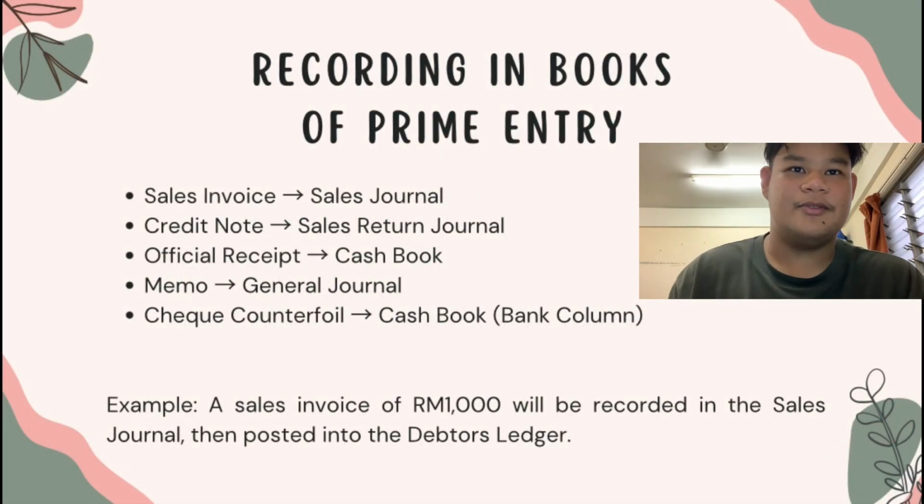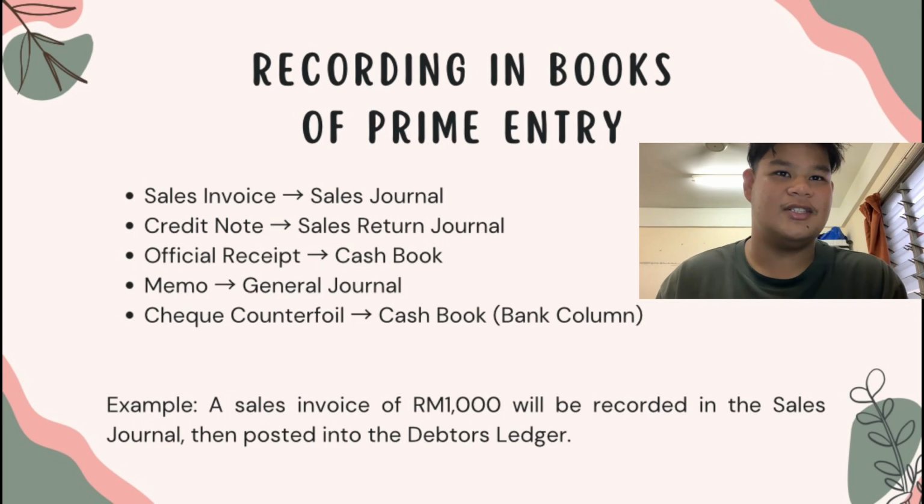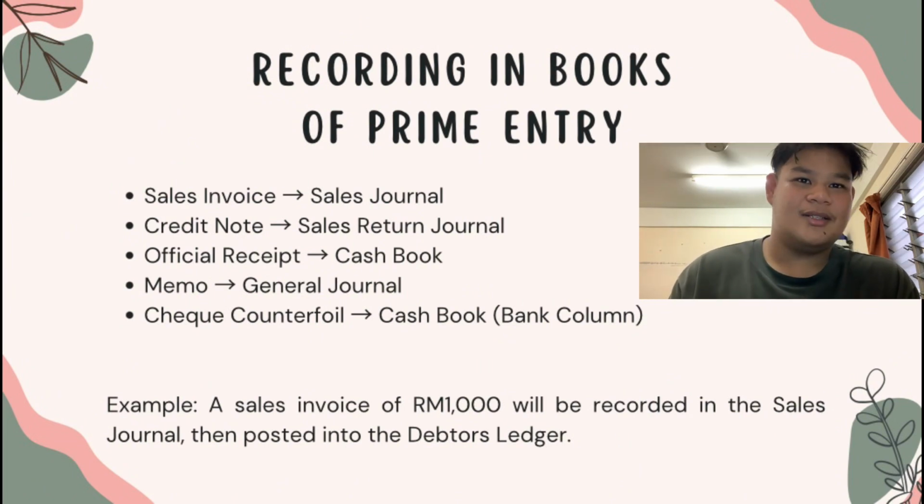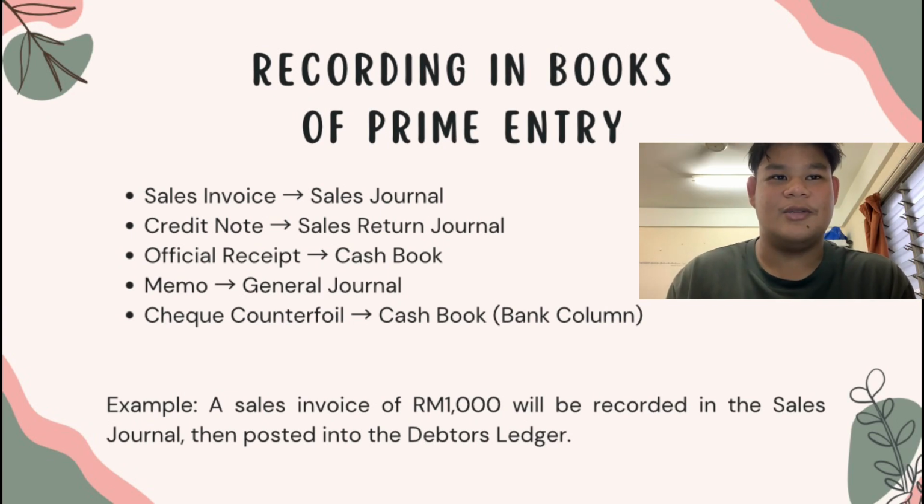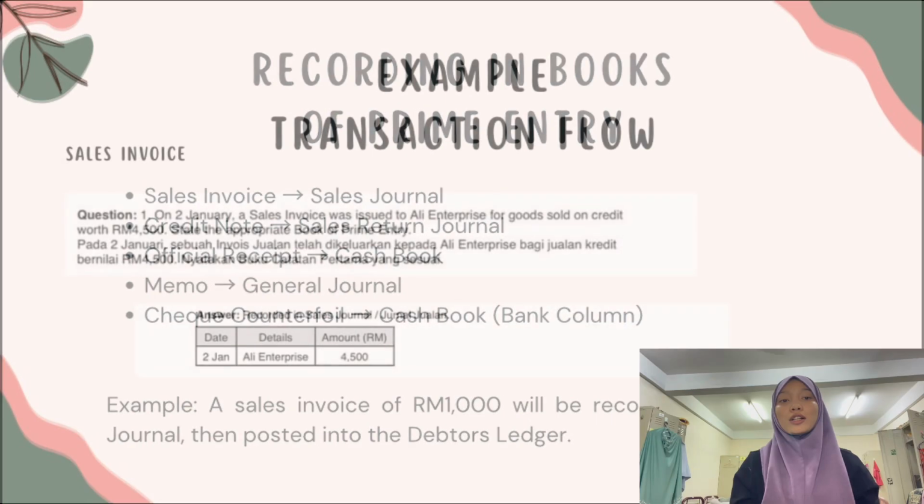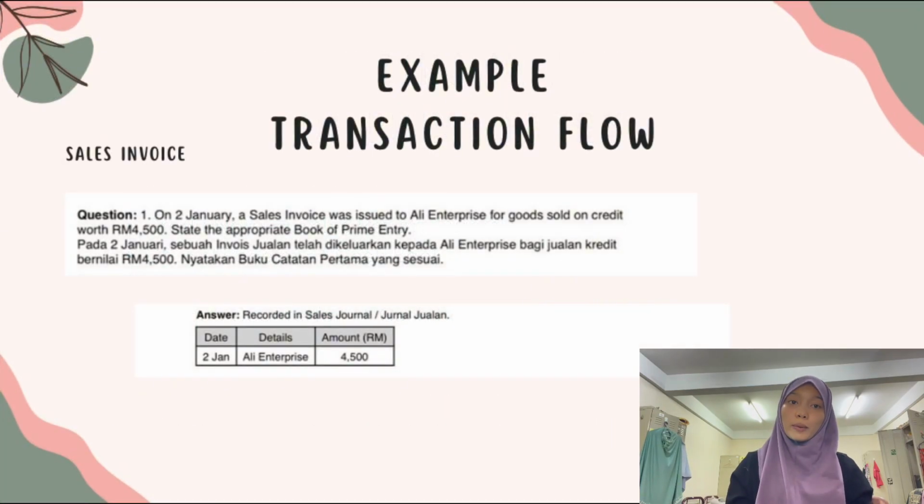Recording in books of prime entry: sales invoice goes in the sales journal, credit note in the sales returns journal, official receipt in the cash book, memo in the general journal, and check counterfoil in the cash book, bank column. For example, a sales invoice of RM1000 will be recorded in the sales journal, then posted into the debtors ledger. Now I will give you an example transaction flow for a sales invoice. The question is: on 2 January, a sales invoice was issued to Ali Enterprise for goods sold on credit worth 4,500 ringgit. State the appropriate book of prime entry.